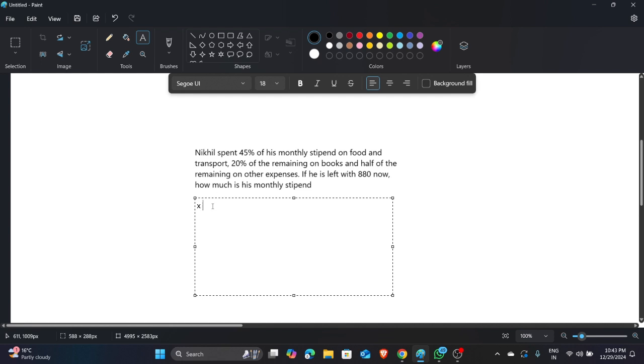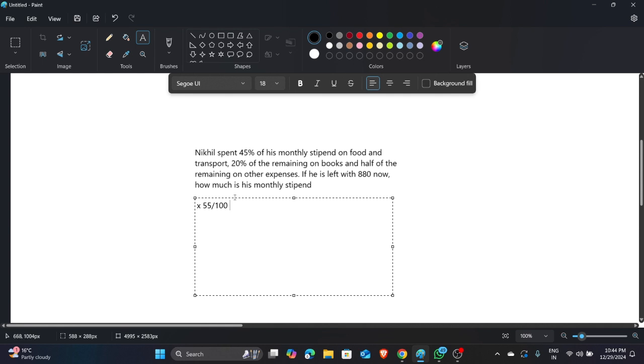Okay, no problem. Now Nikhil spent 45% of his monthly stipend on food. So how much is now the remaining? Remaining is 55 by 100, because 45% of his monthly stipend he already spent on food. So when you subtract 45 from 100, you get the remaining 55. And when you remove the percentage signs, 100 is the denominator.